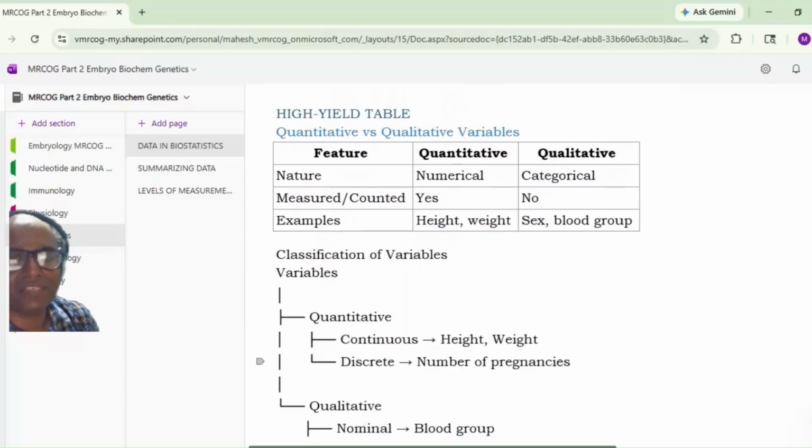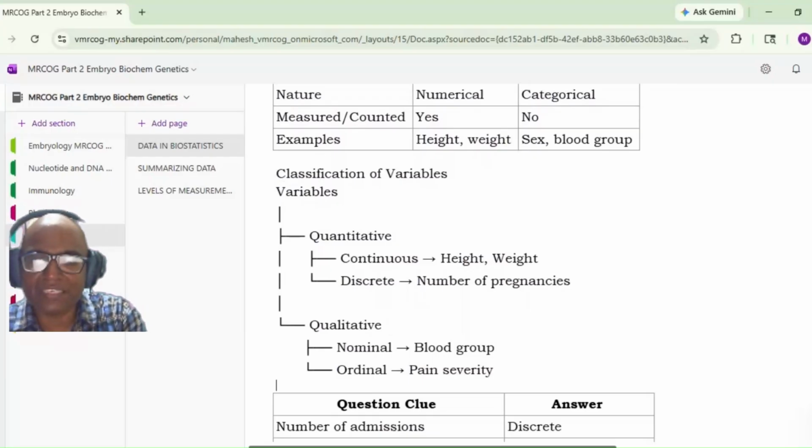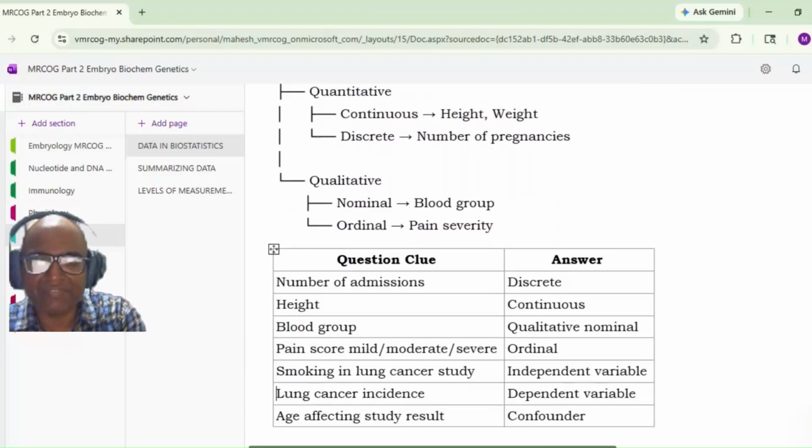Okay, so variables, how we have classified: one is quantitative, second is qualitative. Quantitative can be continuous or it may be discrete. Examples of continuous are height, weight. Examples of discrete are the number of pregnancies. Then qualitative may be nominal or ordinal. In nominal there are no intrinsic further categories or ranks, while ranking is present in the ordinal. Nominal example is blood group, while ordinal example is severity of the pain.